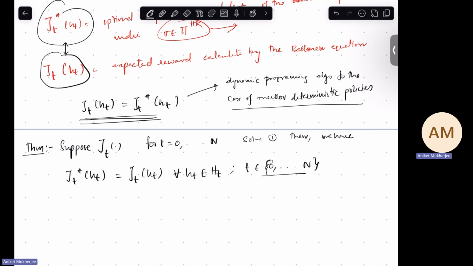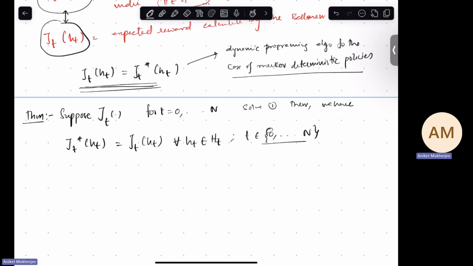Okay, this is something that is easy to show and I'll not show it here. So we'll do the proof of the next theorem.